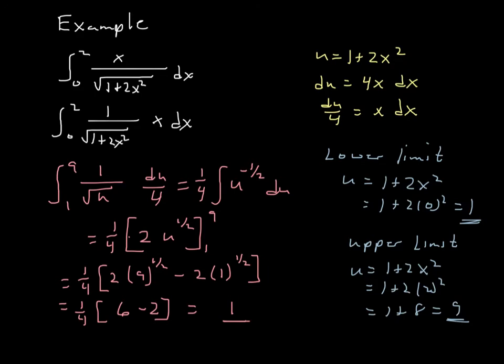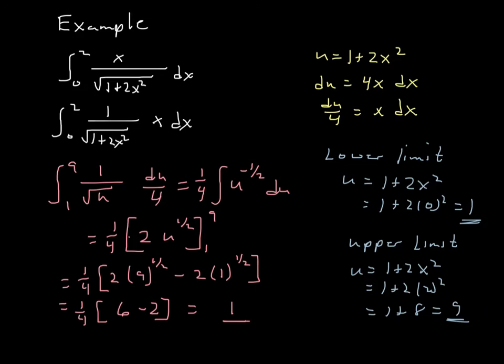Now the other thing I have to do here is my lower limit. Since u is 1 plus 2x squared, I know that when x equals 0, I'm going to get 1 plus 2 times 0 squared, which is going to end up equaling 1. So when I do my whole change of variable, my lower limit of integration is now going to be 1. For the upper limit, which is 2, I say u equals 1 plus 2x squared. I'll put 2 in for x, and I get that this upper limit is going to be 9.